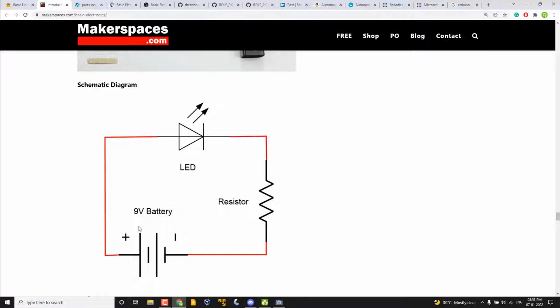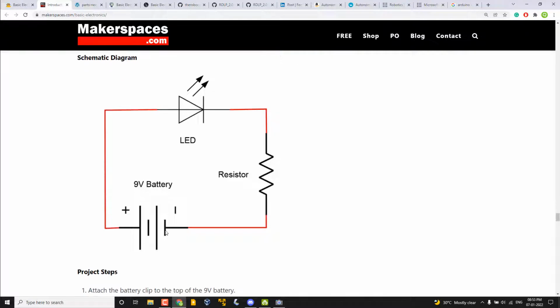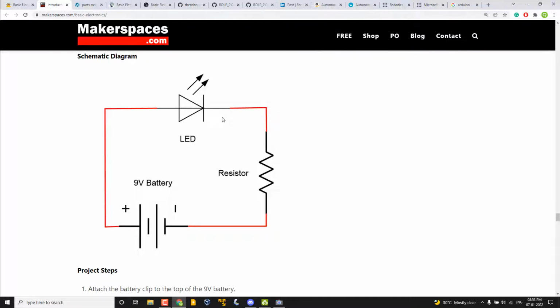In electronics, we are mainly using direct current. We will mostly be converting the alternating current, the common current available at home, 230 volt AC, into DC. That is what is used in electronic boards, microcontrollers, processors and computers. So this is a 9-volt DC battery, and other than the LED, we are using a resistor here.